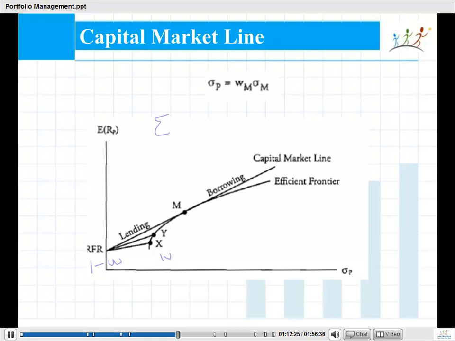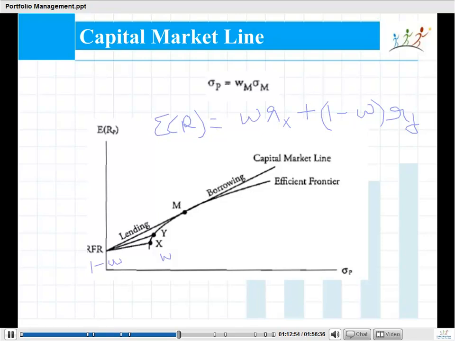So what will be the expected return of my portfolio? Okay, I randomly chose X. There is no special reason why I chose X. Just let's assume I chose X, Y, anything I can choose. What will be the expected return on the portfolio? It will be W times the return on X plus 1 minus W times the return on the risk-free security, or the risk-free rate.